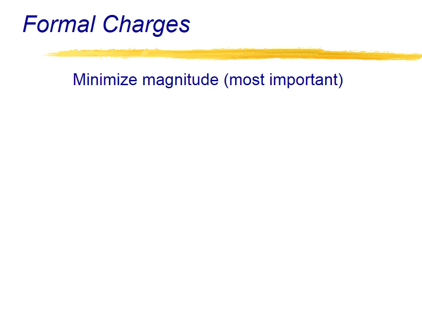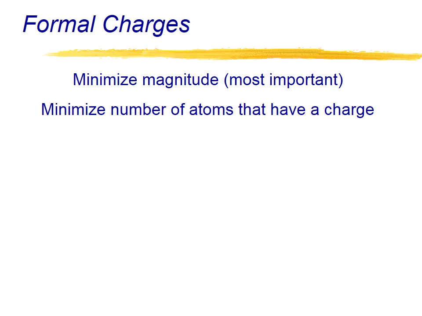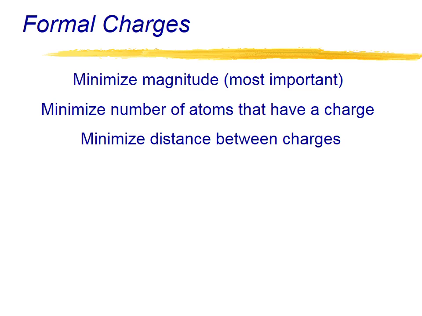Now, the minimization of formal charge is also a nice way to figure out the best way to go for these Lewis structures. So the first thing you want to do is minimize their magnitude, and that seems to be the most important. Second, after that, minimize the number of atoms that have a formal charge on them. And the third tiebreaker, which you almost never get down to, is you want to minimize the distance between atoms that have a formal charge. But usually if you can just get them down to plus or minus 1, that's usually a win.